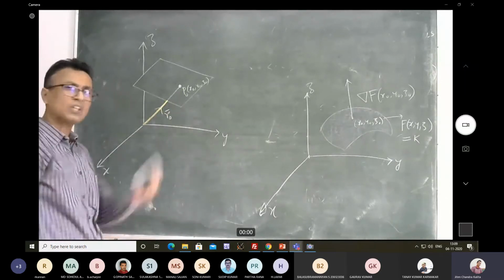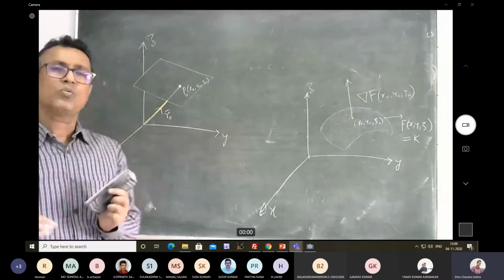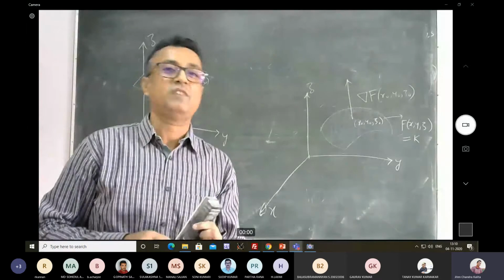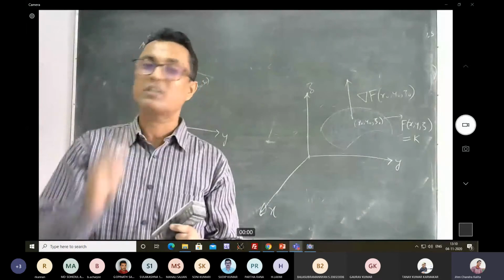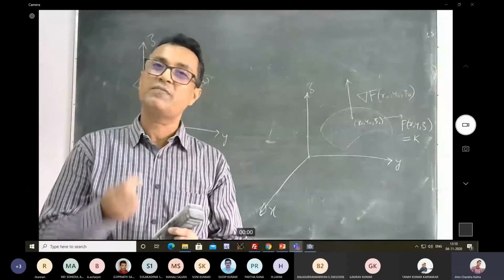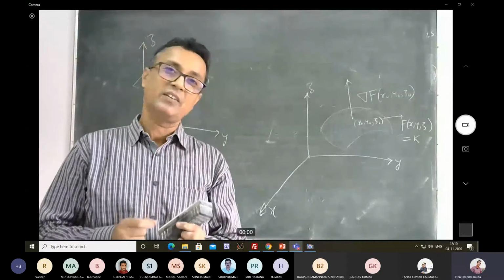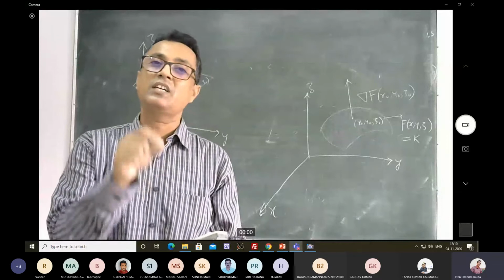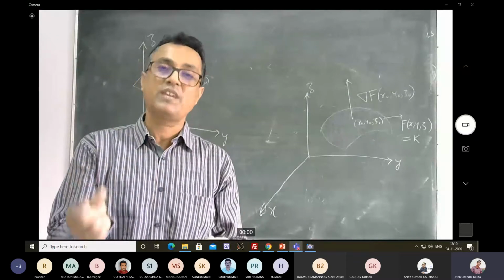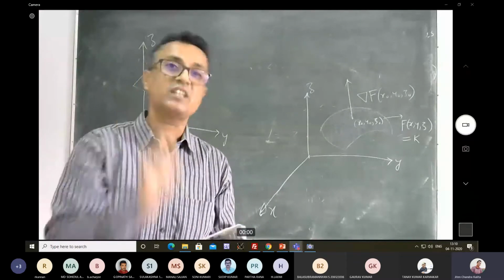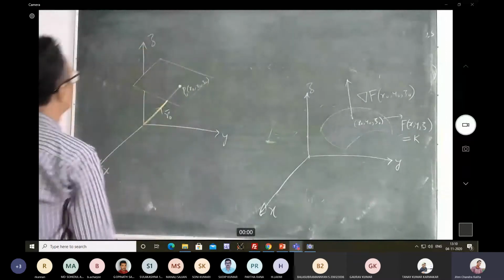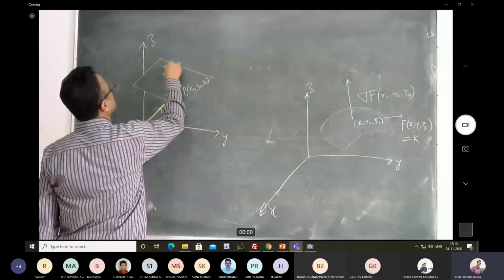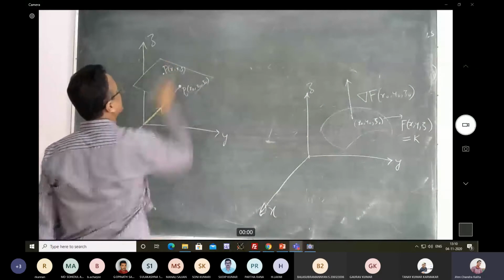Always remember, whenever you want to develop the equation of some geometric shape, you consider a fixed point and then you consider a variable point. Eventually the equation of that particular shape is going to come in terms of the variable point. Remember that. So now let us consider a variable point here, say P xyz.